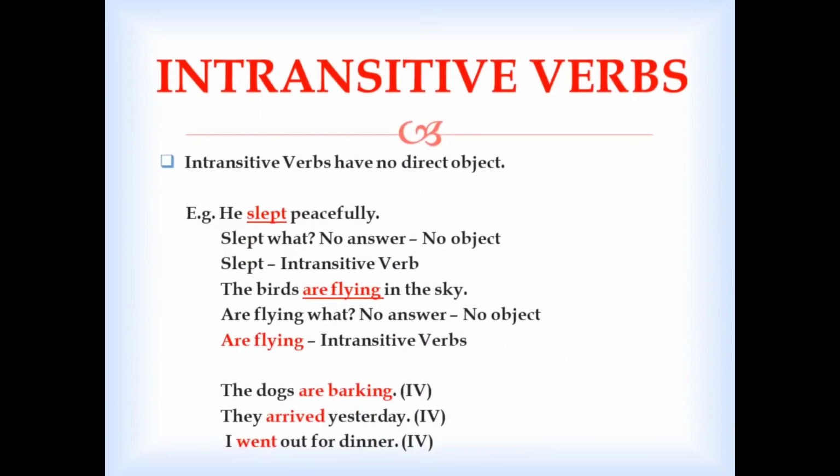Now what are intransitive verbs? Intransitive verbs have no direct object. For example, he slept peacefully. He slept what? You don't get any answer. There is no object here. Slept is an intransitive verb.